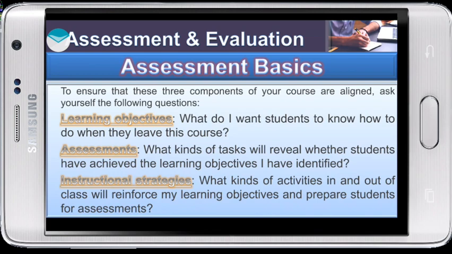To ensure that these three components of your course are aligned, ask yourself the following questions. What's the question about learning objectives? What do I want students to know how to do when they leave this course? When they leave means when they finish the course, when they finish the lesson. What do I want them to know? So that's the objective. For example, they go home being able to make a conversation on the phone.